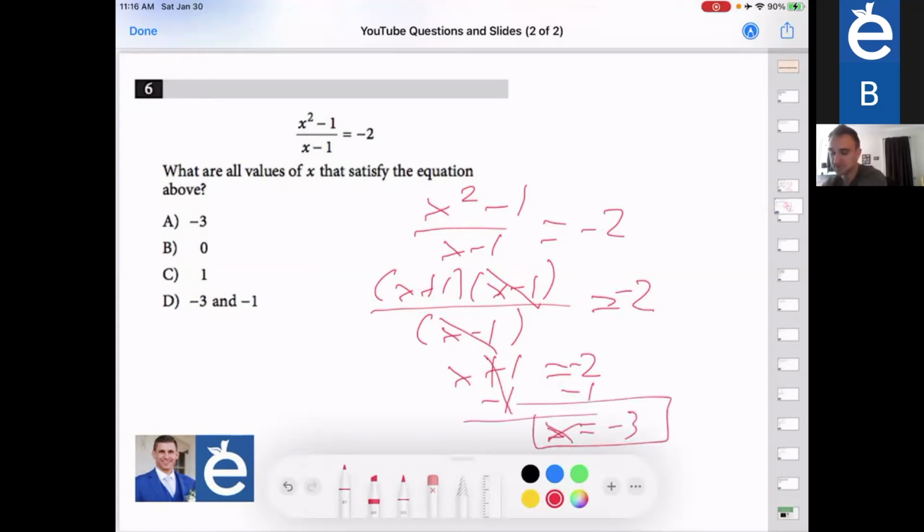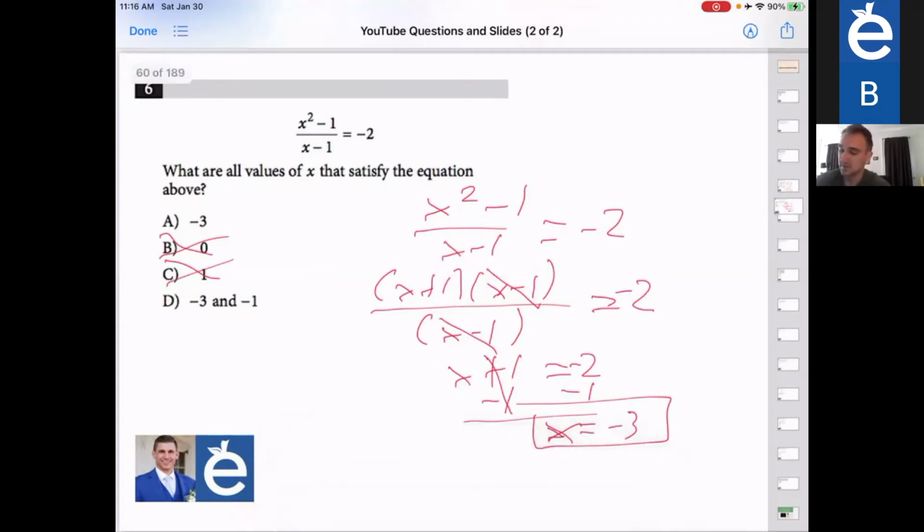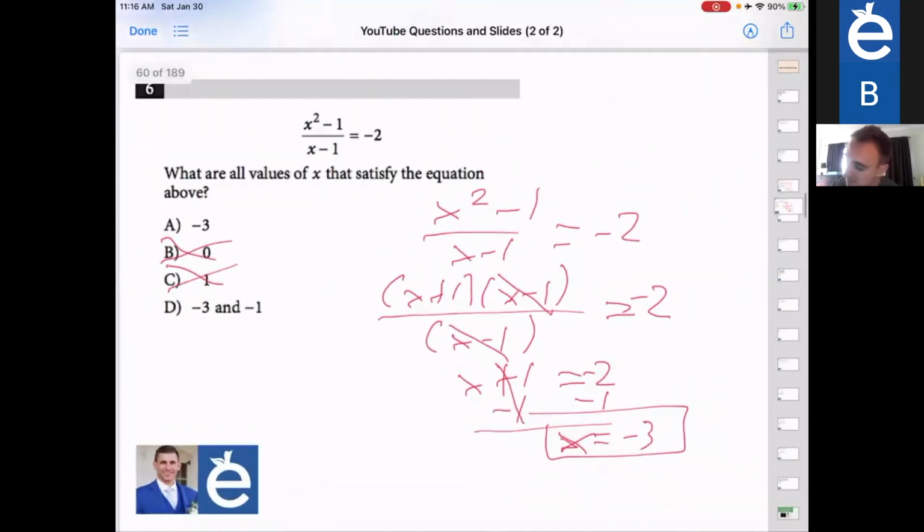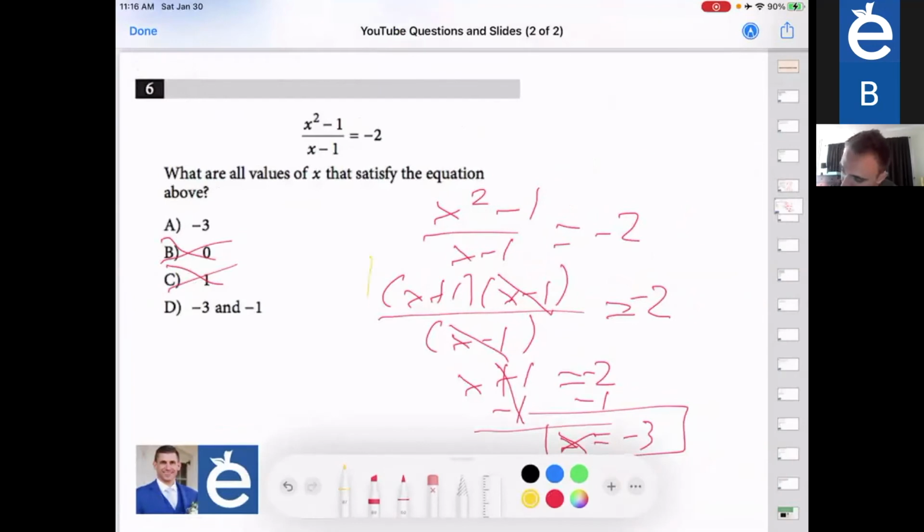That's one potential solution. So I can see clearly it can't be B or C. The question says, what are all the values of x that satisfy the equation above? So I know -3 must be one of my answers, but I can see here in answer D, could -1 be a potential answer? Well, let's plug it in and see what would happen. If I plug in a -1 in this x plus 1 term, I'm going to get a 0 up top, and a 0 all the way over there on the left side. No way, it can't equal -2. It's not possible. So D is not a possible answer. A is my answer.